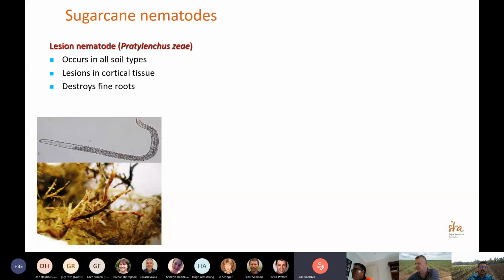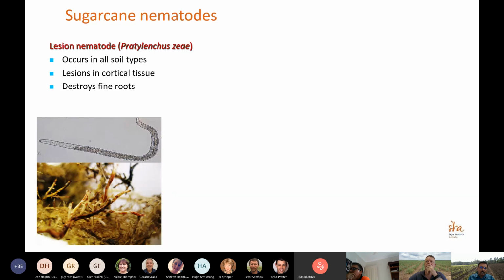As I say, root lesion nematode is one of the most important nematodes of sugarcane. The reason is, I think, it has wide adaptability. It can occur in all types of soil and all types of environment. So if you look at sugarcane soil, you can find it in every region.